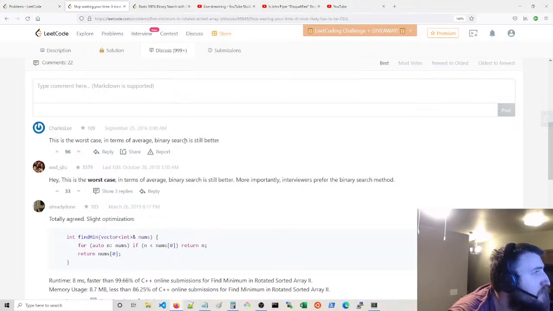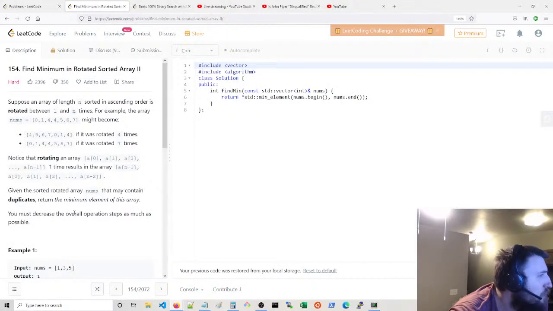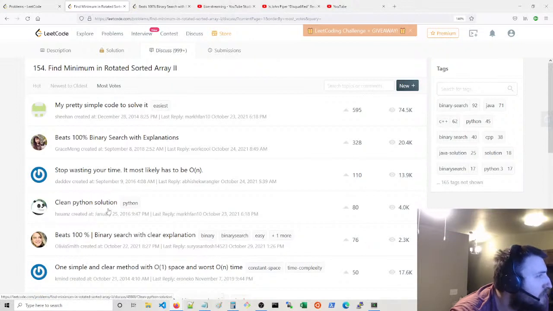Worst case, average binary search is still better. Yeah, but you're looking for worst case. This is the worst case. Does it say they're trying to get the average case? Overall, as much as possible. That's not. What is the point of this?